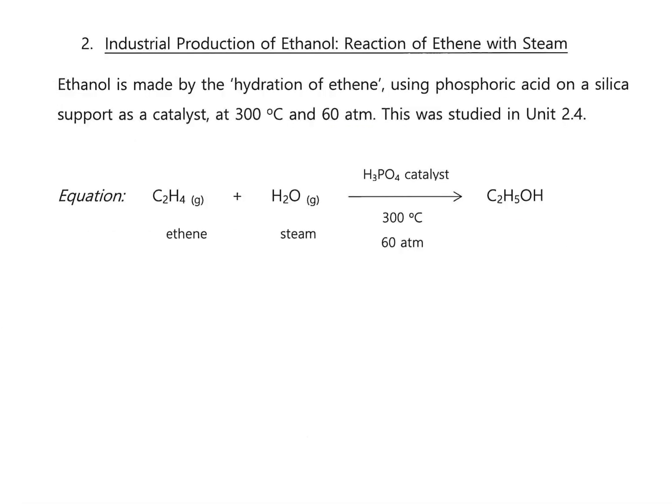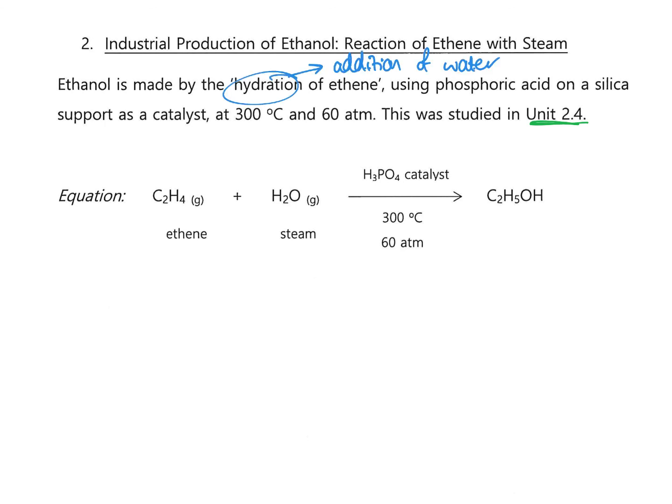Finally, we can also produce an alcohol from the corresponding alkene using steam, and this is done industrially in the production of ethanol. Ethanol in alcoholic drinks would be prepared using fermentation, which you learnt at GCSE. But we're just looking at the industrial production of ethanol here, the reaction of ethene with steam. And this, again, is looked at in more detail in your Unit 2.4, but it is made by the hydration of ethene because we're literally adding water.